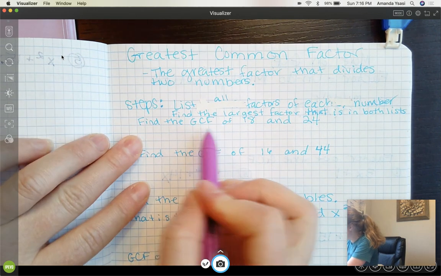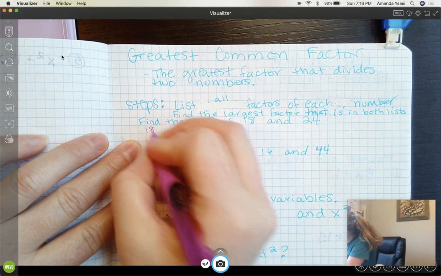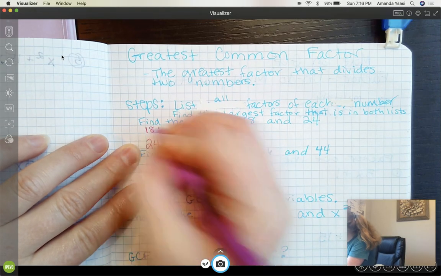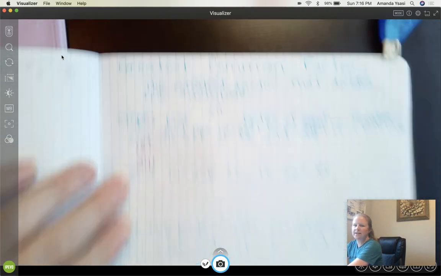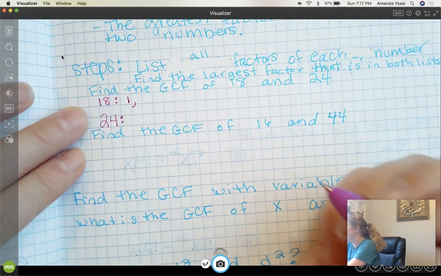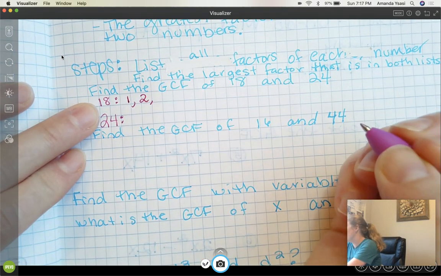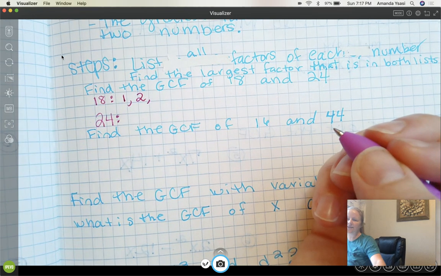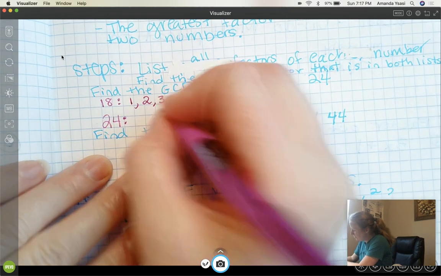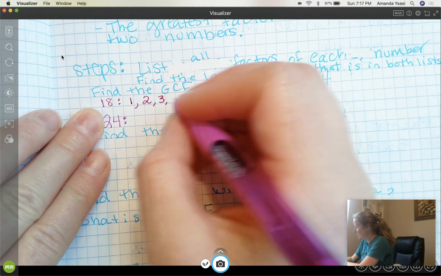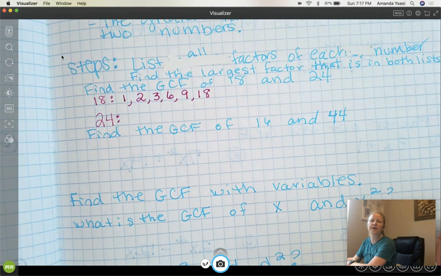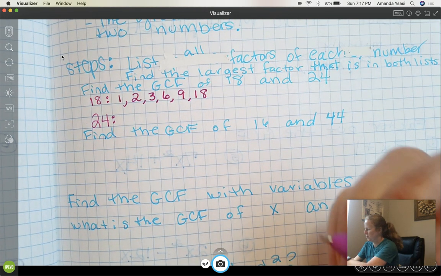So for the GCF of 18 and 24, we're going to list 18 and 24, and then list all the numbers that factor into 18. So for 18, the factors are, well, we know one for sure. It's even, so two. Three will go in because three times six is 18. Four will not go in, five will not go in, six will, and then nine will, and then we have 18. So those are all the factors of 18. Then we list all the factors of 24.